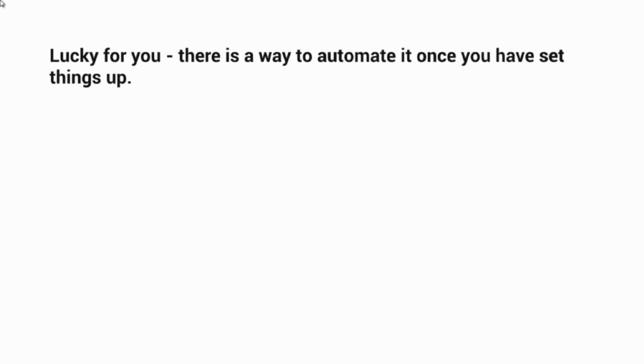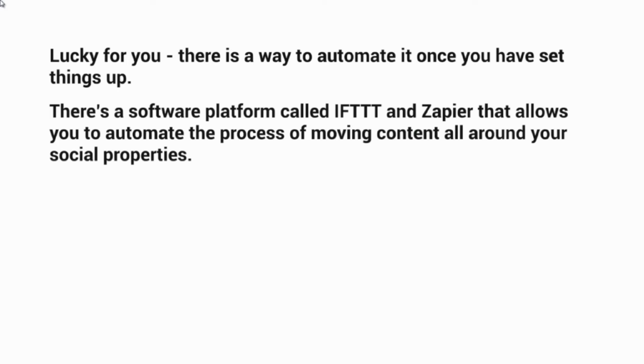Getting things set up is the tedious process. Now, there's a software platform called IFTTT, and there's another one called Zapier.com that allows you to automate the process of moving content all around your social properties. So you could take a YouTube video and have it pushed to your WordPress site. And by pushed, I mean have it embedded on your WordPress site and then have it shared on your Facebook fan page, your Twitter page, your Instagram, and all of that.